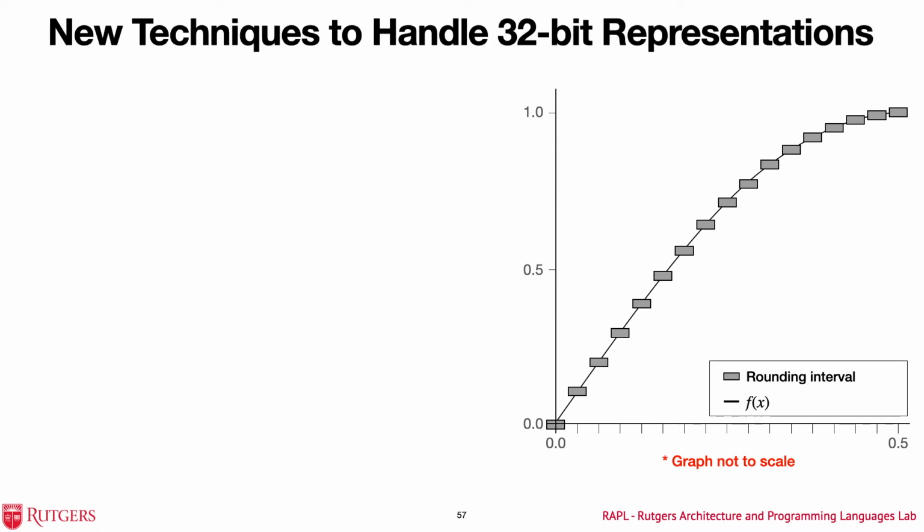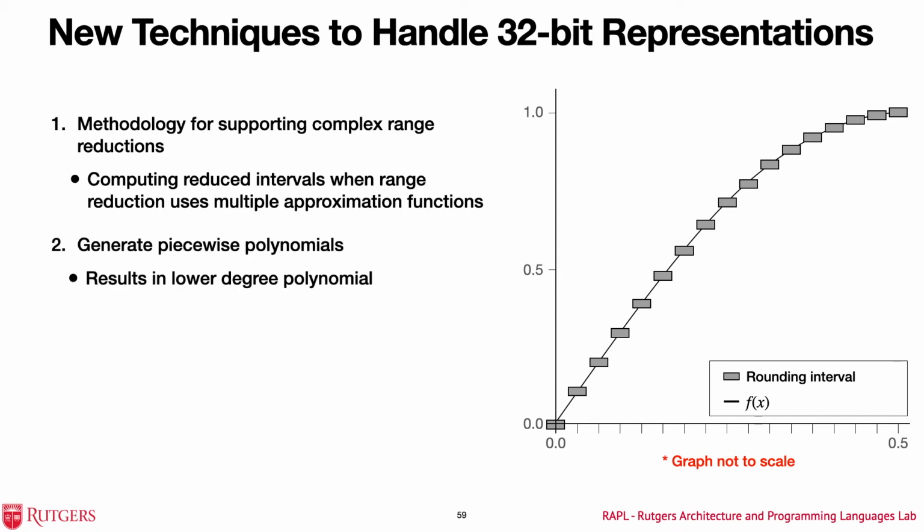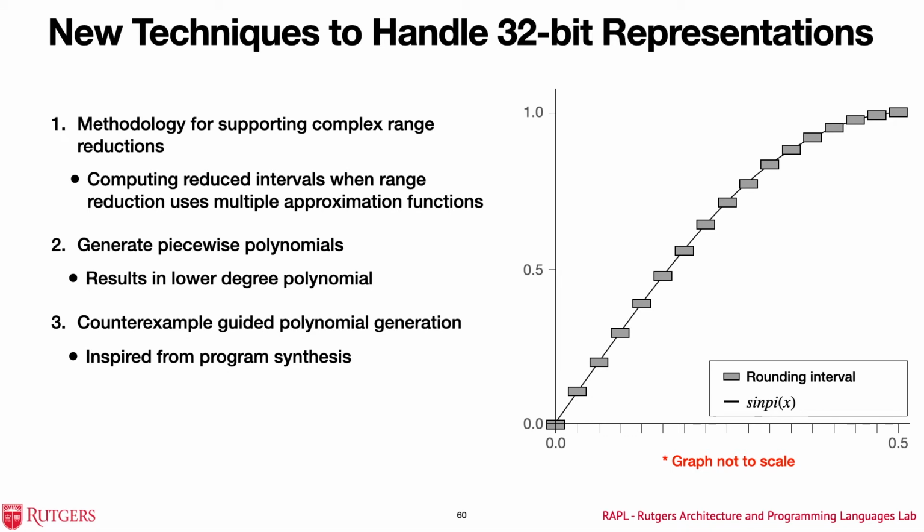To address these challenges, we make 3 contributions. First, we propose a methodology for computing the reduced intervals for complex range reductions that use multiple approximation functions. Second, we want our polynomials to be fast. One way to generate polynomials that are efficient to evaluate is to generate a piecewise polynomial where each polynomial has lower degree, rather than trying to generate a single high-degree polynomial for the entire input domain. Third, we use a counterexample-guided polynomial generation technique inspired from program synthesis.